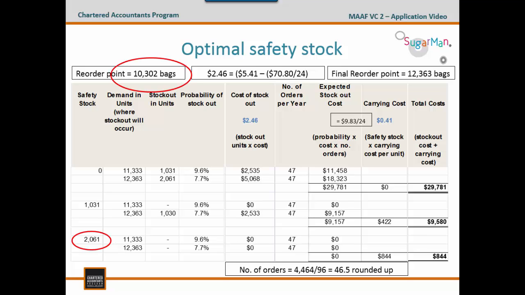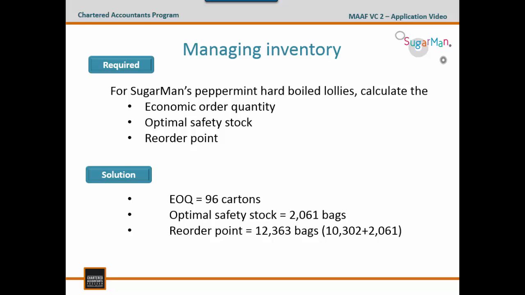We can now complete the reorder point calculation by including the level of safety stock in the calculation. We add the original reorder point figure of 10,302 plus the safety stock to get a final reorder point of 12,363 bags. We have now answered all components of this question. With the calculations in the last part of the question, you would be asked to show your workings. As we have seen in working through this video, there are many aspects that need to be considered in your answer, and the examiner would look for these to award marks.